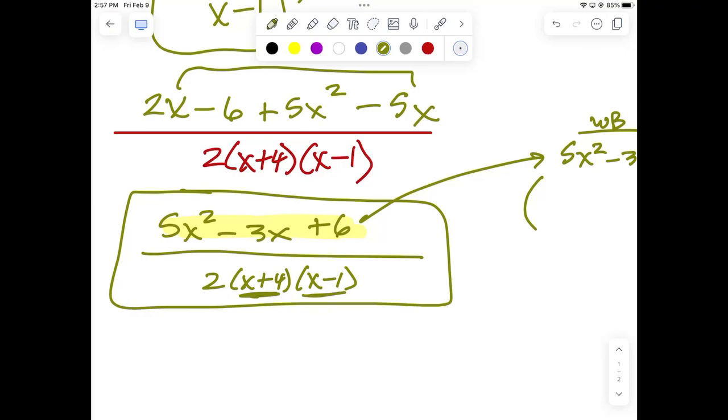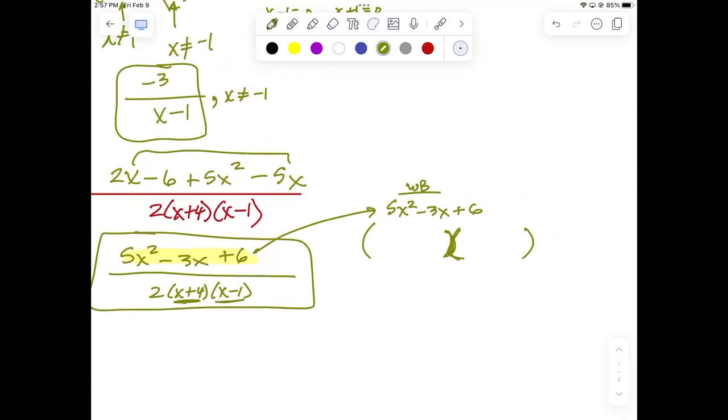What about x minus 1? Does that have a chance? It does, because 1 is a factor of 6. So maybe this factors as x minus 1 times something. Let's see if we can factor it.